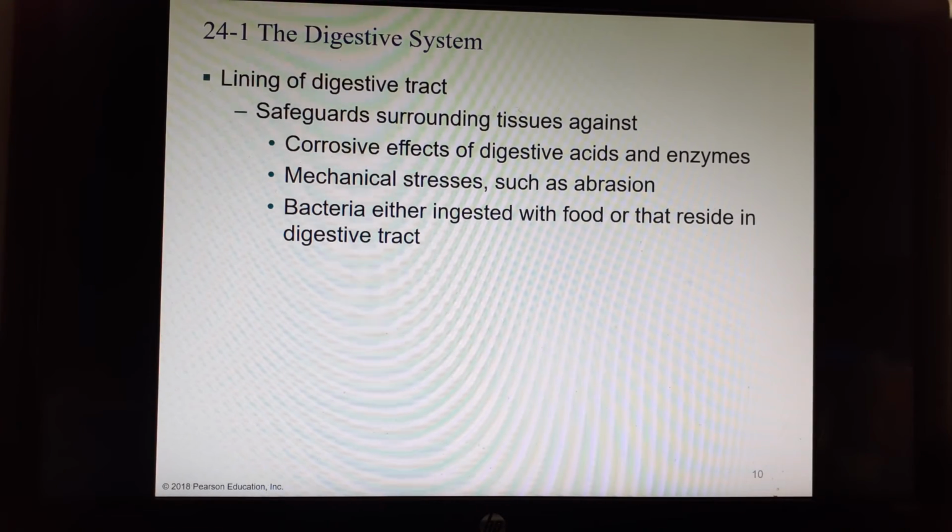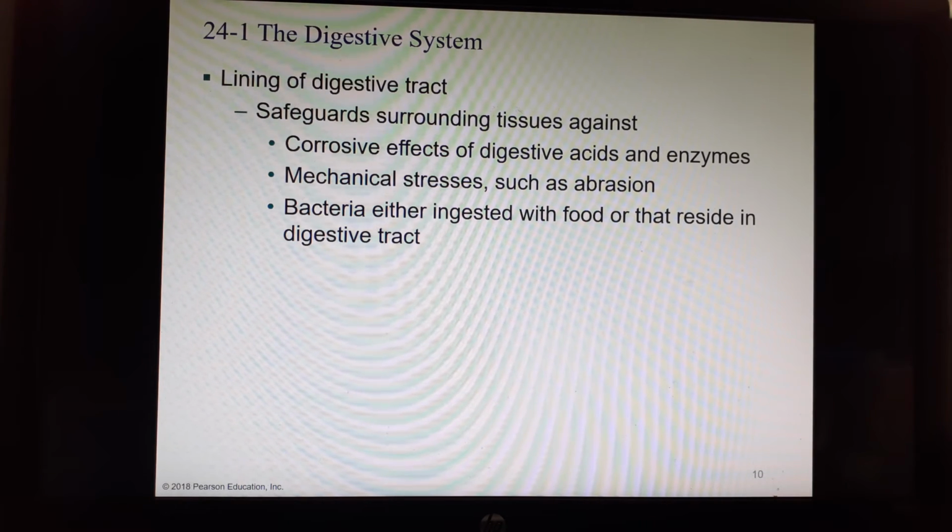Okay, so the inside of the digestive tract has lots of different jobs and all those different processes. It has to safeguard the tissues around it away from these enzymes. Since these enzymes break down meat and proteins and foods into their macromolecules, those are the same substances that make up your body. So you have to isolate these chemical reactions so that they don't affect other areas of your body with the digestive acids and enzymes. You have to protect the inside of your digestive tract from mechanical stresses such as abrasion.